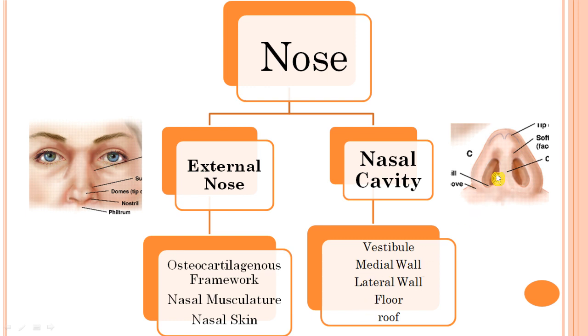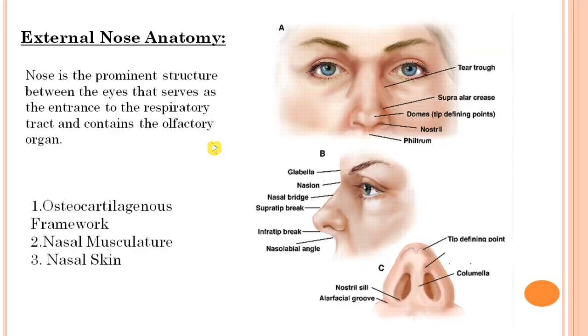Now the nasal cavity consists of a medial wall. You can see it's a pyramidal cavity, just like a pyramid, and it is divided by the septum into two cavities, which are also somewhat pyramidal. Here is a medial wall, then there is a roof, then a lateral wall, and then a floor. So this is the cavity that we are talking about, and we will cover each of these structures. But first of all, we will cover the external nose.